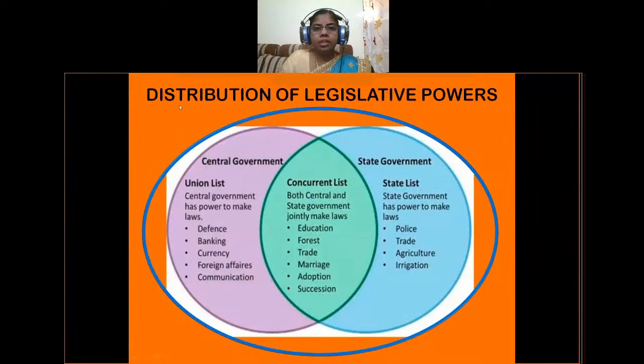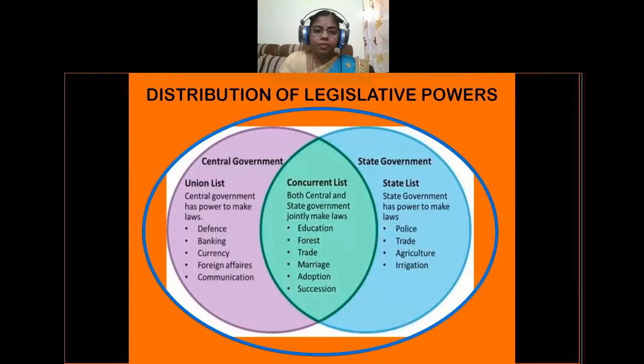So let us see the distribution of legislative powers. In our constitution legislative powers are distributed among the three lists. One is union list, second one is state list, and the third one is concurrent list. The parliament is having power to make laws in the subjects which are mentioned in union list and also concurrent list.